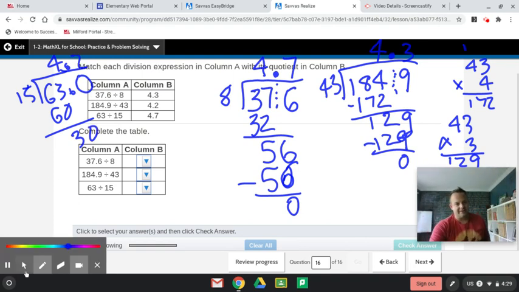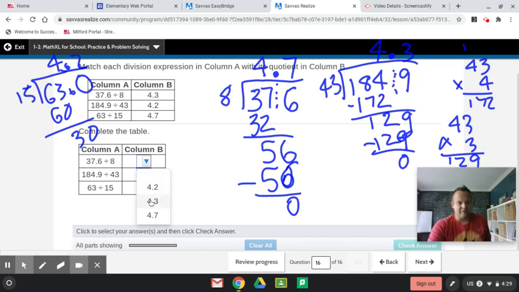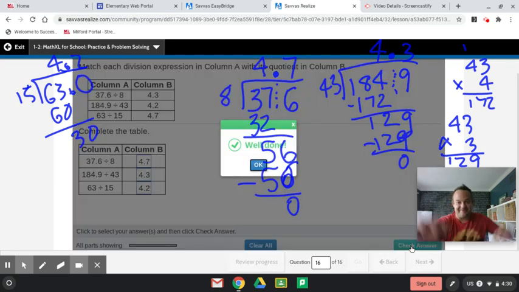This is getting exciting. The first one is 4.7. The second one is 4.3. The third one is 4.2. If I don't get this right, I'm going to run outside and do a flip. And if I do get this right, well, let's see. Yeah, we did it, guys.